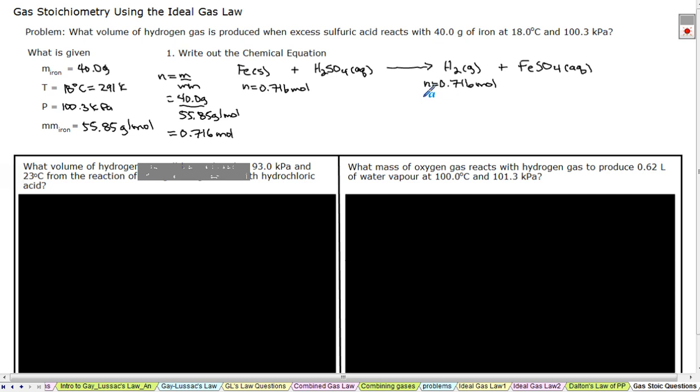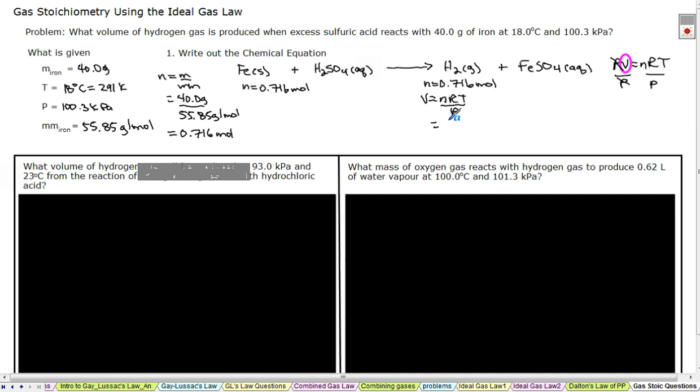Alright. Now our next step is to determine what we're looking for. So in this case, we want to determine the volume. So volume is going to be nRT divided by P. And what I did, I'll just show you here at the side. Ideal gas law, PV equals nRT. We want to solve for V. And so in order to do that, we divide both sides by P. There we go.